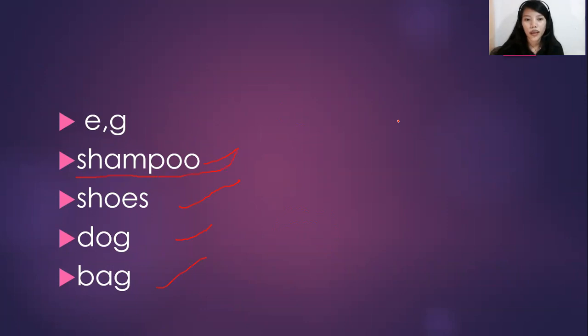Another example of common nouns: shampoo, shoes, dog, and bag. For shampoo, we have a lot of brands of shampoo, and shampoo names a general brand of shampoo. Shoes is also a common noun because we have a lot of brands of shoes, meaning shoes names a general noun. For dog, we have a lot of breeds of dog. And for bag, we have a lot of brands of bag. So again, a common noun names a general noun, meaning there is no specific name mentioned in the sentence.